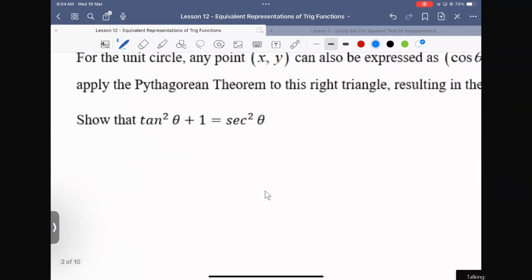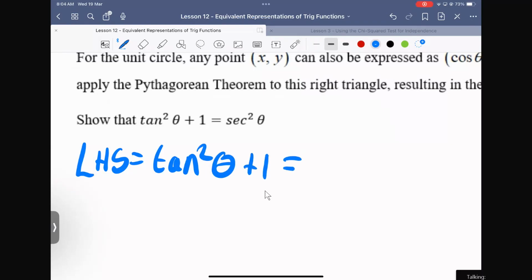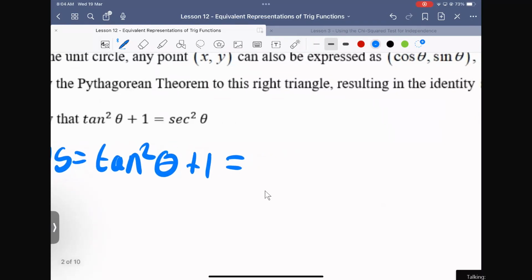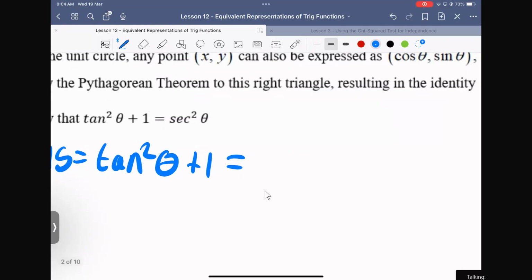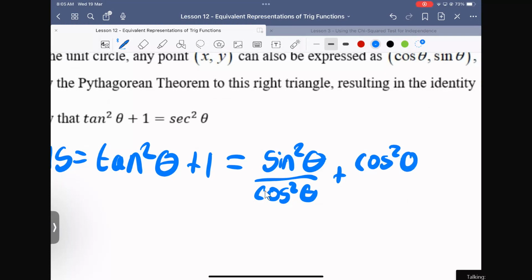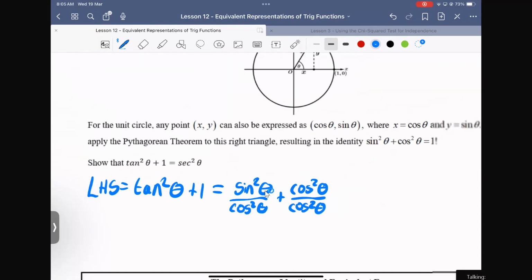So to do a show that question, if you remember, we start on the left-hand side. We say what the left-hand side is equal to, tan squared theta plus 1. And then we make some changes. So let's change tan squared theta using tan theta equals sine theta over cos theta. That will give us sine squared theta over cos squared theta. We can change 1 as well to be cos squared theta over cos squared theta. I choose this because I want a common denominator. I see that the denominator of the other one was cosine squared theta, so I make the necessary changes there.